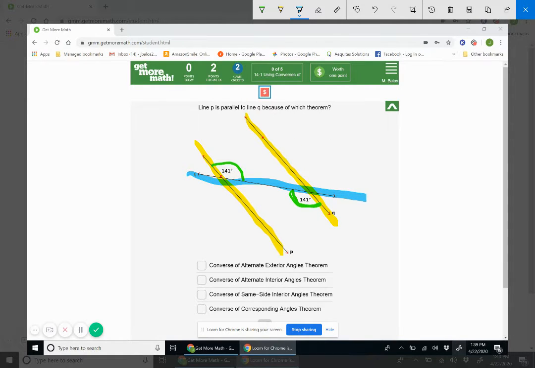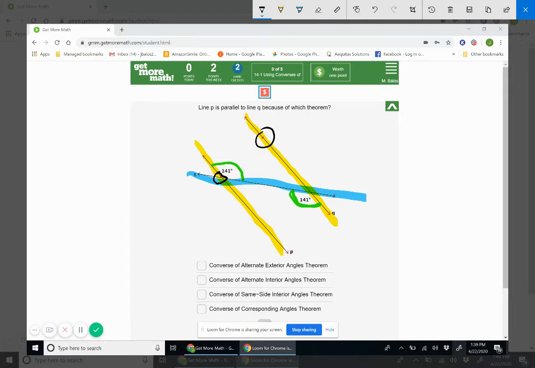So the two angles are in between the two parallel lines. And actually, we do know they're parallel. I just noticed. We know for sure that they're parallel because of this little arrow right here. Those little arrows tell you that these two lines are parallel.